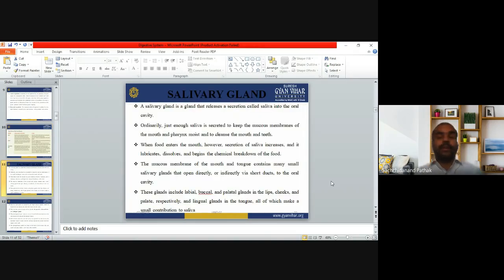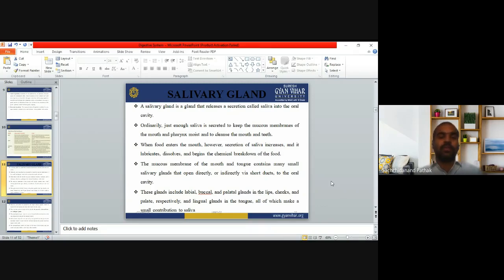Now salivary gland. You see, in the cephalic phase, the first thing is to prepare the salivary gland to secrete the saliva. A salivary gland is one that releases a secretion called saliva into the oral cavity. Ordinarily, just enough saliva is secreted to keep the mucous membrane of the mouth and pharynx moist and to clean the mouth and teeth. When the food enters the mouth, however, secretion of saliva increases.